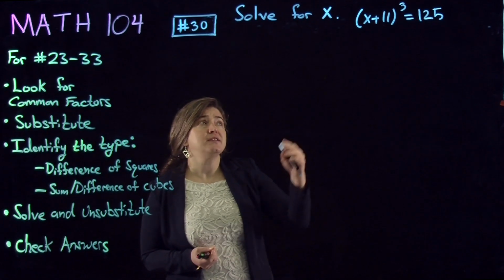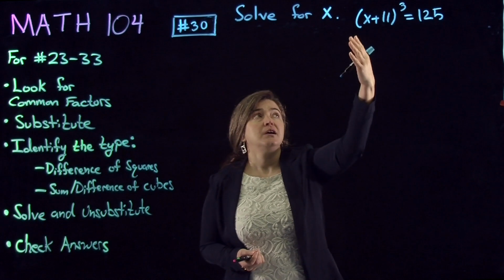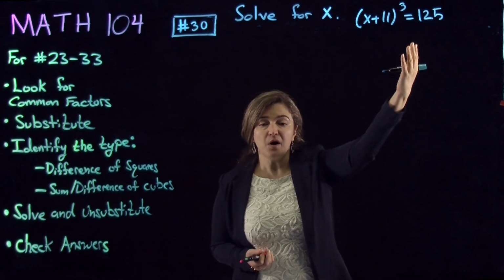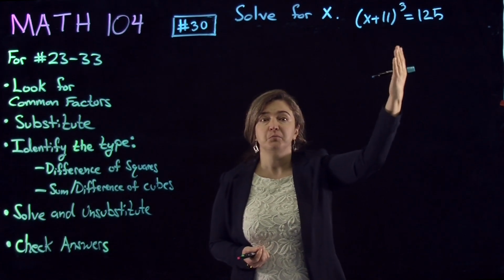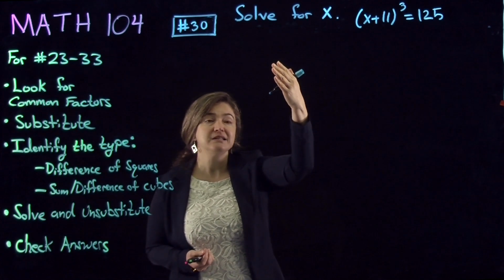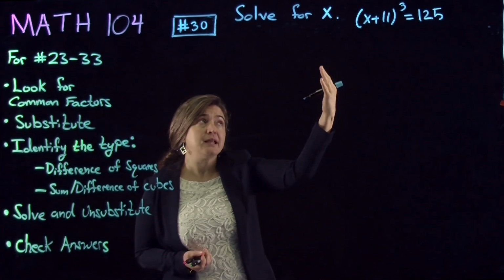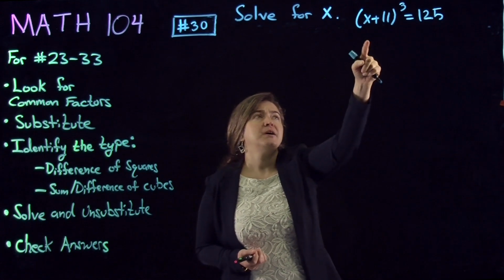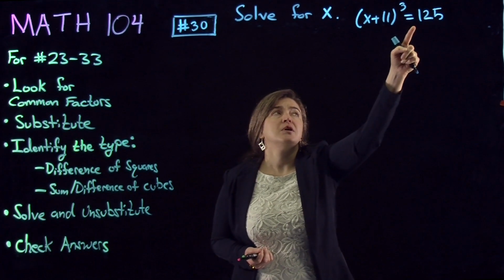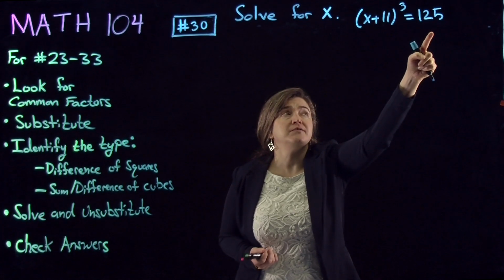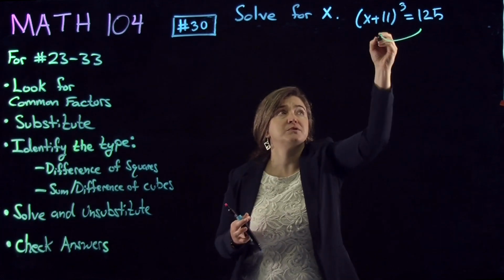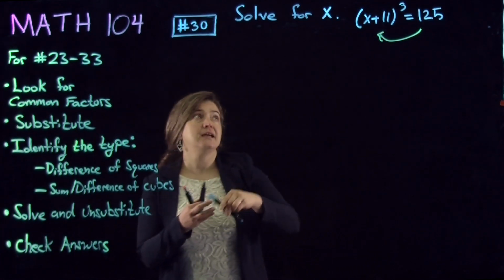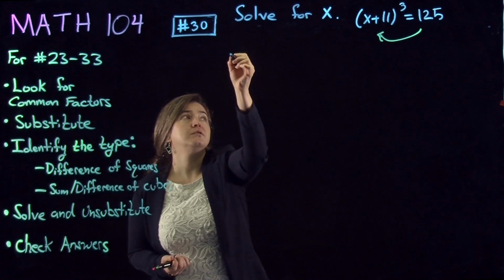To solve this one, first of all, if any exponents are involved, I'd much rather move everything to one side and then factor and solve. So the first step I do with that one is to subtract 125 from both sides and then set it equal to 0.